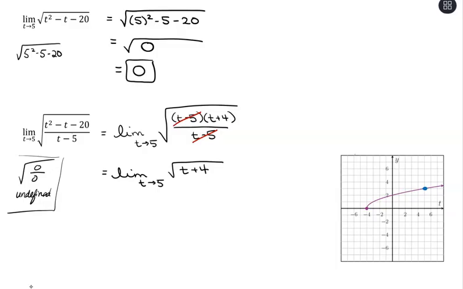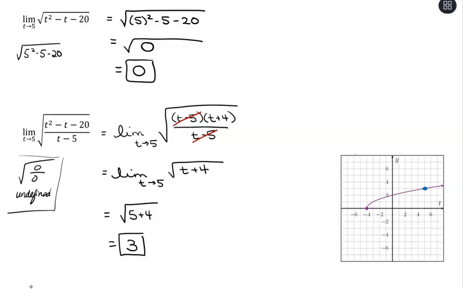So now we can just plug in and get the coordinate that would have been graphed there if we didn't have the hole as part of the graph. So now we'll plug in 5, so the square root of 5 plus 4, which is the square root of 9, which is equal to 3, and that would be the value for our limit. So in terms of algebra skills here, if our function appears undefined, we want to make sure we factor and see if we can cancel out any like terms.